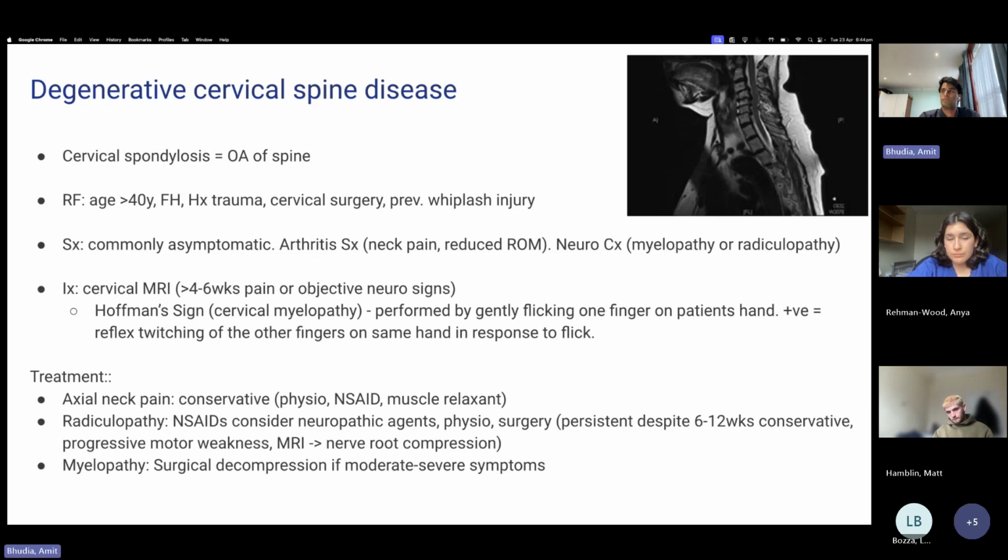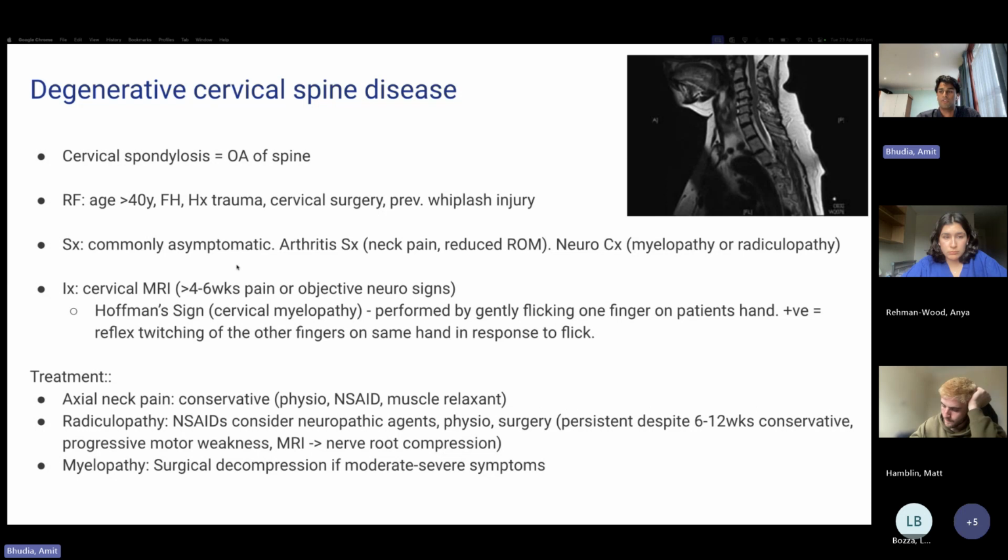So degenerative cervical spinal disease. Cervical spondylosis is basically just arthritis of the spine, and it's quite a common disease. You get pain in the neck, and it's also quite common to get referred headaches. And complications of this include radiculopathy and myelopathy. And then risk factors for degenerative spinal disease are generally age, family history of it, if you've had any trauma, any previous surgery, or if you've had a whiplash injury, so if you've been in a car crash, maybe.